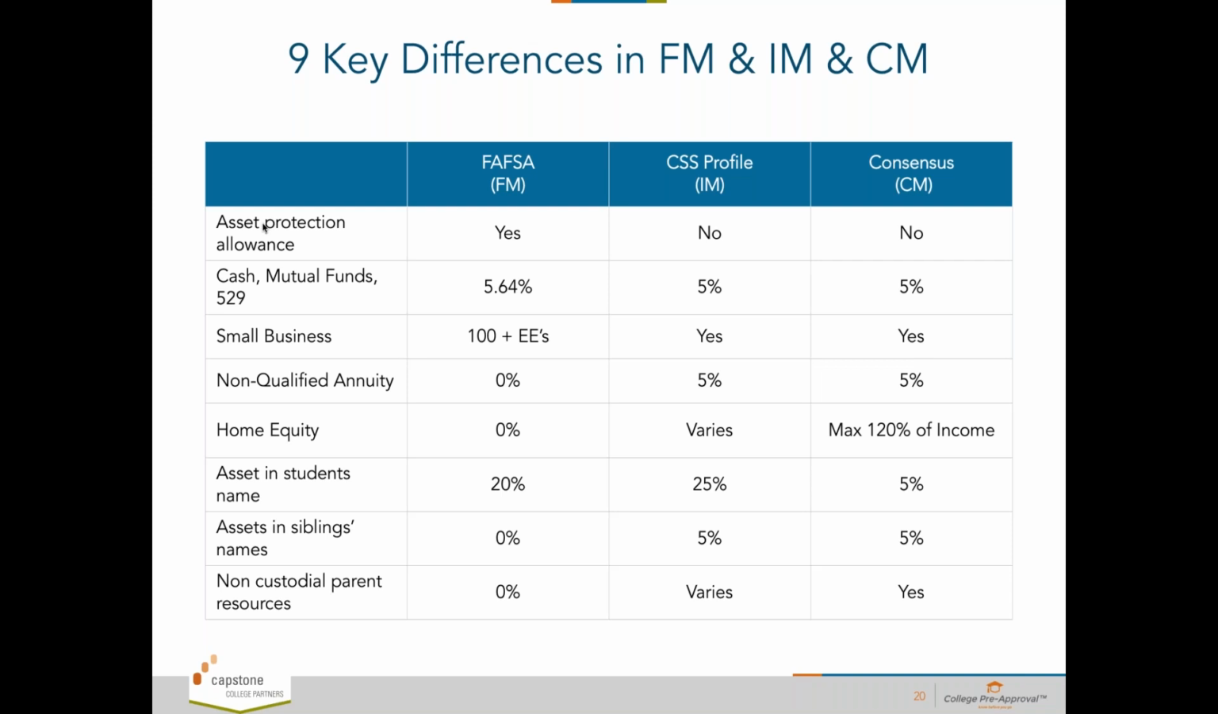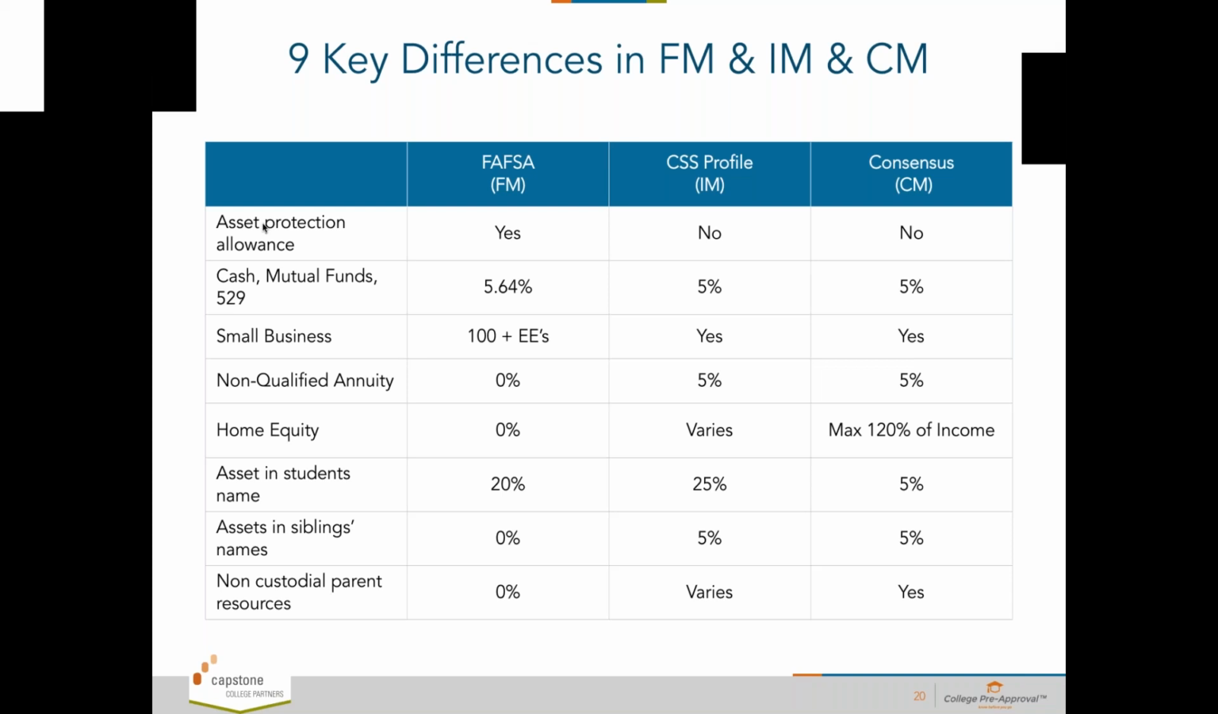So from the top down, asset protection: the FAFSA gives you a small asset protection allowance, just basically saying you can have a little bit of these funds as like a cash reserve. Based on the age of the oldest parent, you can have a certain amount that we're not going to assess, whereas the profile and consensus, basically every dollar that you have in non-retirement is going to be looked at. So other pieces of the puzzle, basically it's non-retirement, like I said, so cash, mutual funds, 529s, all those things. FAFSA is 5.64% at the highest level.